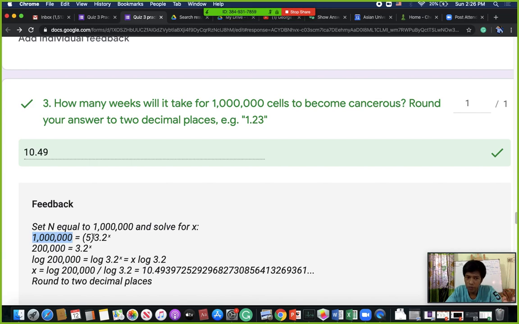it was n equals 5 into 3.2 to the power x. Now we have to put n equal to this 1 million, because we have to find the value of x, since how many cancerous cells are infected is given. Now you see this 5 is an extra number, so we divide by 5: 1 million divided by 5 means 200,000. So 200,000 is here. From this 200,000, if we convert from the exponent to logarithm, then it becomes like this.